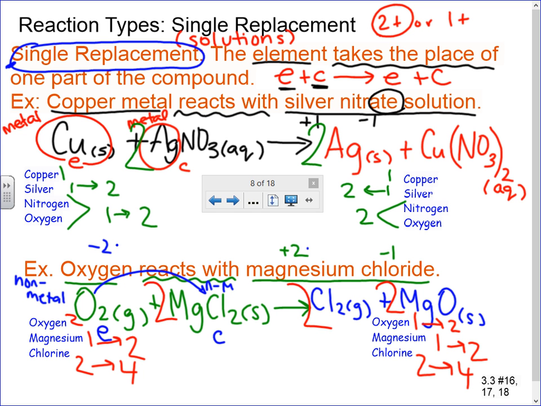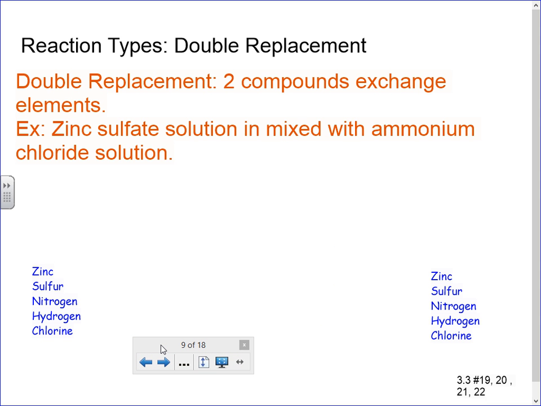So we're also going to talk about double replacement, which is almost exactly the same thing with just a small change to it. Before I go there, does anyone have any questions they'd like to ask about these 2? So we're just going to do one example of double replacement because it's essentially the same thing. The description for double replacement is 2 compounds exchange elements.